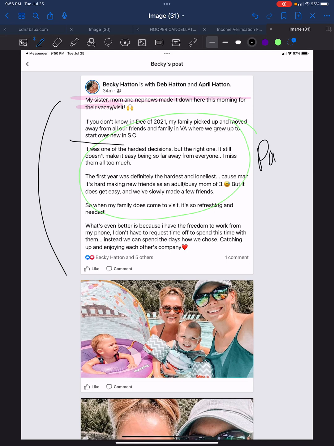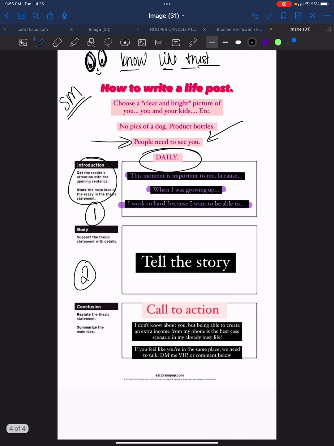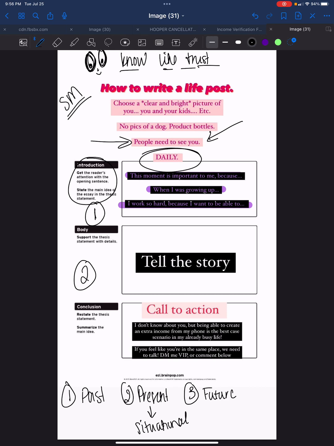So another way that we can write our life posts, there's 3 different life posts that you're going to write about. You're going to write about the past, you're going to write about the present, and you're going to write about the future. Okay? So the present is what we call situational. Like what's happening right now. Like right now I'm driving my car. Right now my kids are sick. Right now I'm at sports. Right now we're watching a movie together.